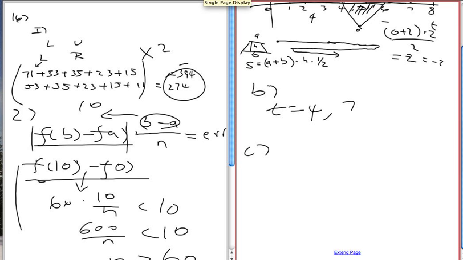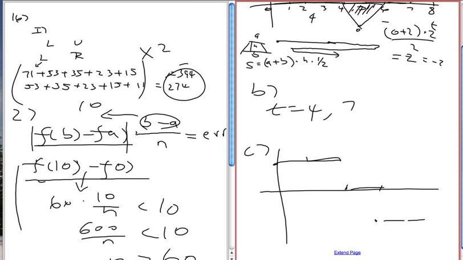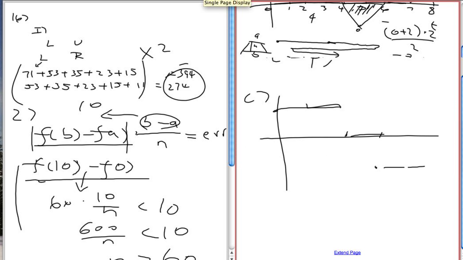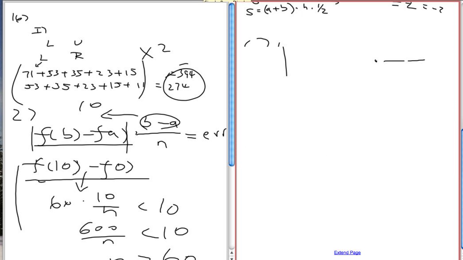Okay. So C, on the axis provided, sketch a graph of acceleration of the car. The graph would be something like this. 2, 1, 2. Okay, we'll draw this in.